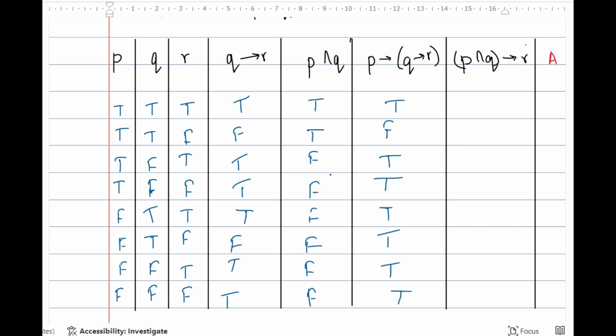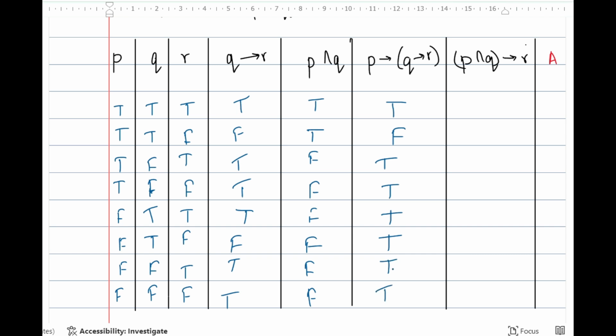Wait, so I think we messed up in one place. I think we should attempt this again, because midway through the section I saw this one. One second, let's go again. T to T, T, then you have T to F, F. T to T, T, again T to T, T. Now you have F to T, T, then F to F, T. F to T is T again, F to T is T again.